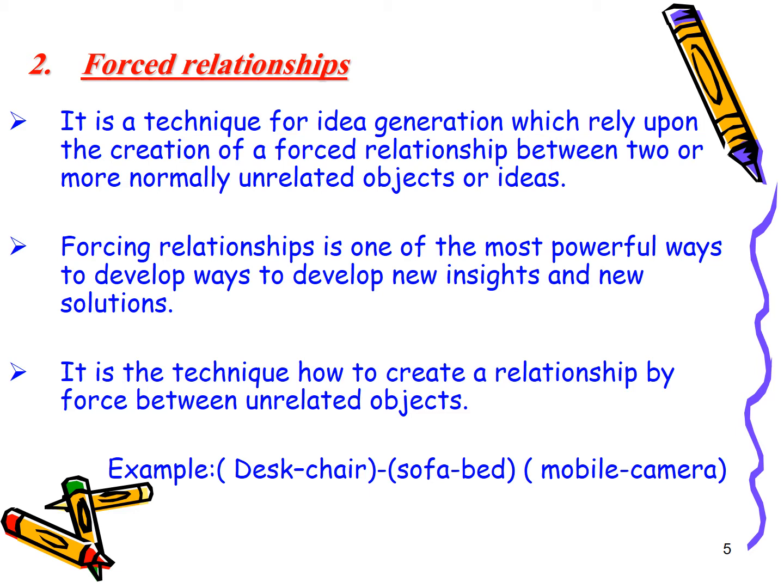The second type of creative technique is forced relationship. I try to get a relationship between two things. There is no relation between them at all at the present time, like the camera and the mobile. There is no relation, but by combining them in one object it becomes a mobile camera. So I create a new product called a mobile camera, a mobile with a camera.